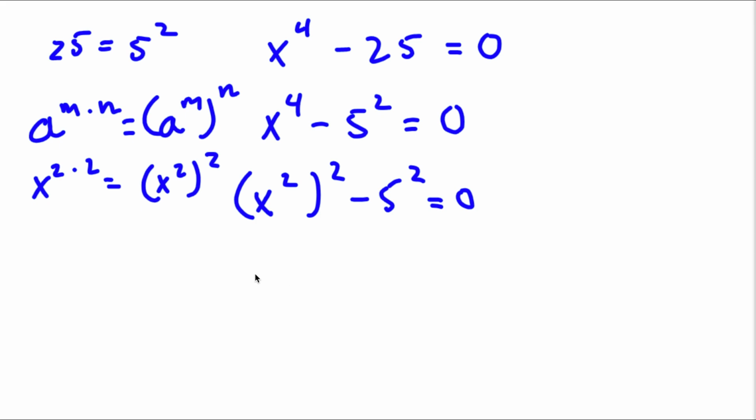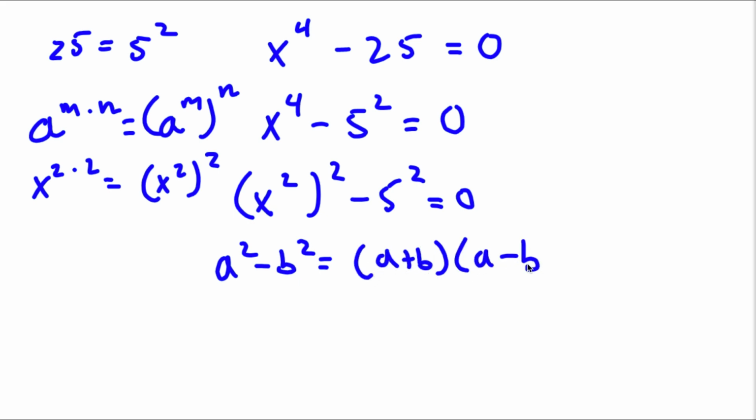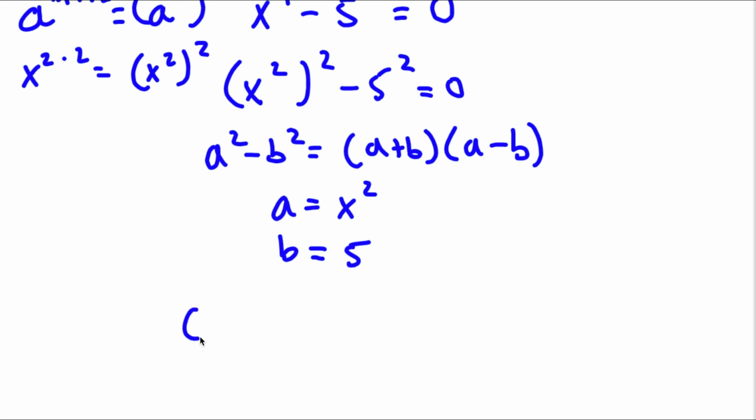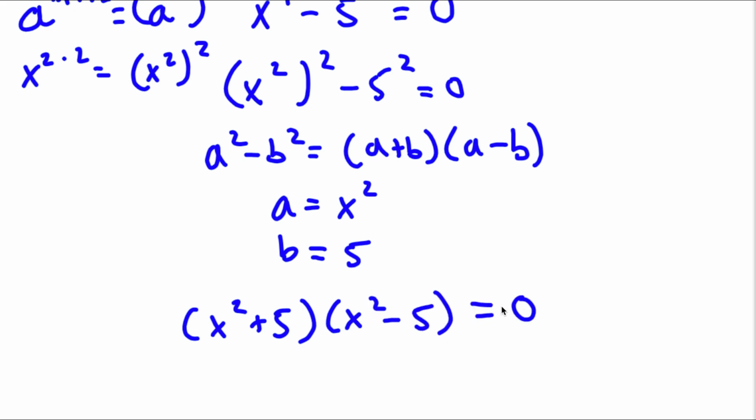So now, if I have something in the form a squared minus b squared, this is equal to a plus b times a minus b. And in this case, a is equal to x squared, and b is equal to 5. So now I will have x squared plus 5 times x squared minus 5 is equal to 0.